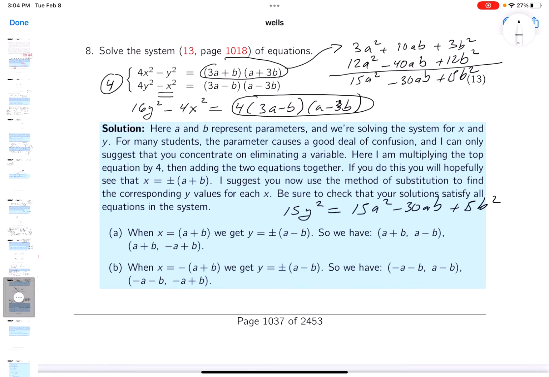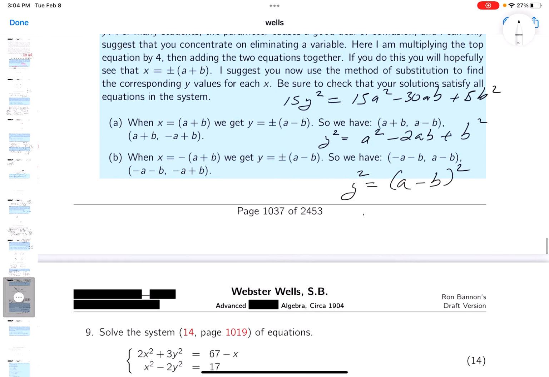Then I'm going to divide by 15, because I don't like 15. It's easier for me to do this. You get a squared minus 2ab plus b squared. Well, this thing's a perfect square. What is it going to be? It's a minus b, squared. All right? A little bit tricky, though. I realize that. So what's y going to be? y would be plus or minus a minus b. All right? So I do know what y is.